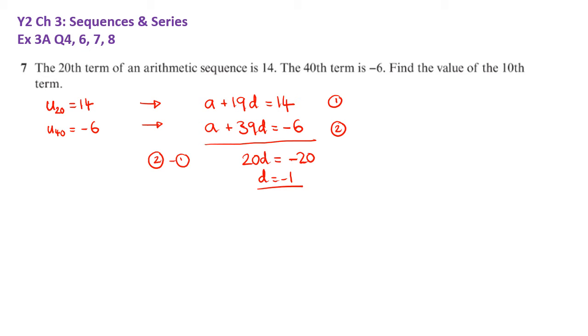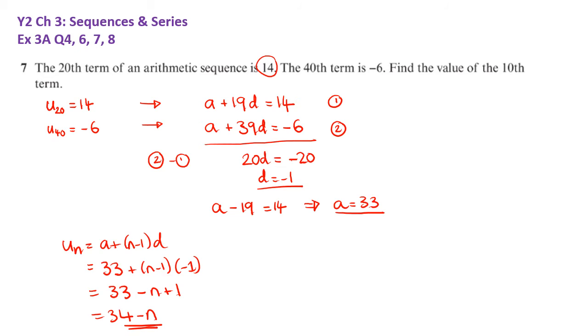My 20th term was positive 14. By the time I've got to the 40th, it's negative 6. So clearly we must be going down. Plug that in to find A. We find A is 33, and then a quick mental check in equation 2 shows that works as well. Value of the 10th term, so writing that as A plus n minus 1 d, and then plugging in for our 10th term, we get u of 10 must be 24.